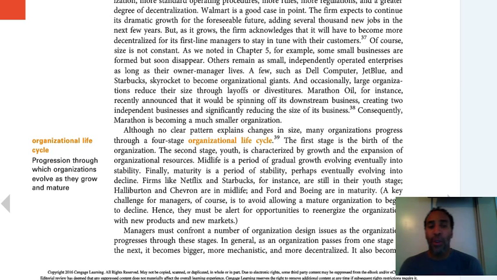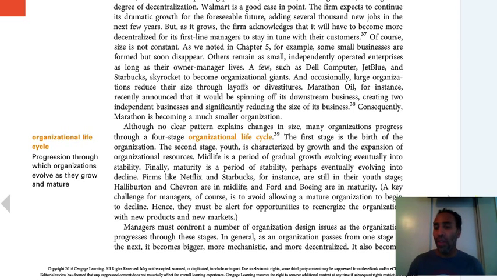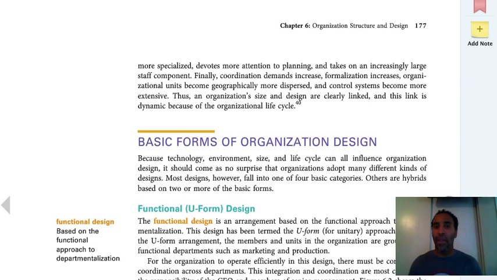Organizational life cycle is a progression through which organizations evolve as they grow and mature. So all companies evolve, they grow, they mature. Hopefully, if they get that far, they grow, they mature. Then they decline, and they could end. Right? Some people think certain things are going to be around forever, but they're definitely not. Look at what happened with Circuit City and some of these other companies like Kmart, starting to decline and diminish.